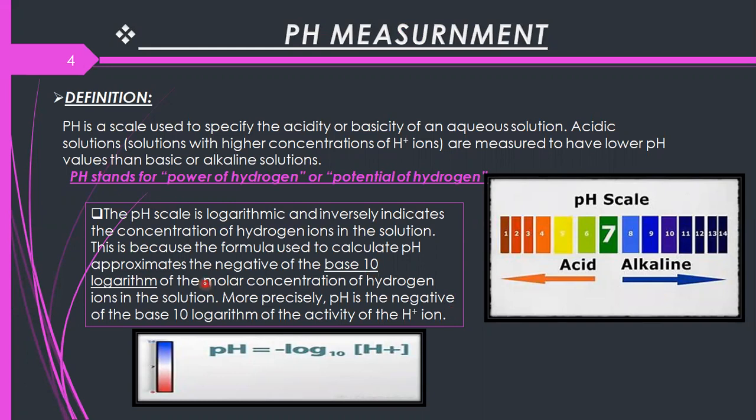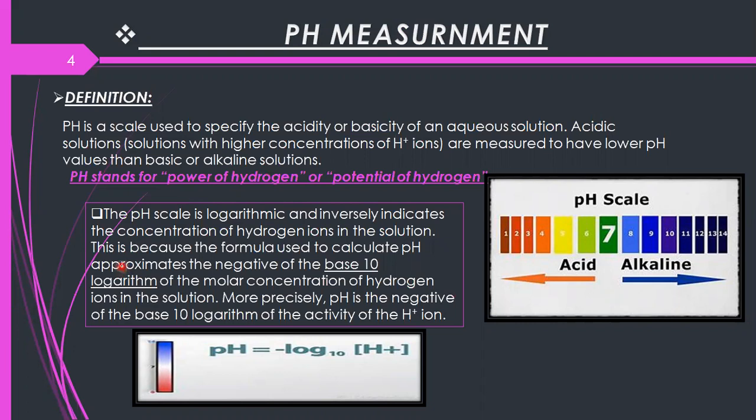So first, moving toward what is pH. pH is a scale which we use to specify the acidity or the basicity of an aqueous solution. Acidic solutions have a higher concentration of hydrogen ions, so they will have a lower pH value as compared to the basic or the alkaline solutions. pH stands for the power of hydrogen or the potential of hydrogen.